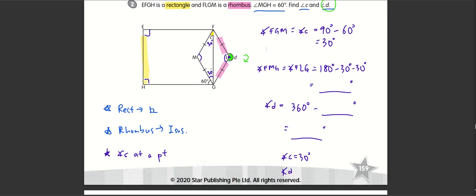So you have the key three properties that we use. The first one is the rectangle, the 90 degrees. Then you understand the rhombus well enough. Sum of angles in the triangle, and then you have angles at a point. Right.